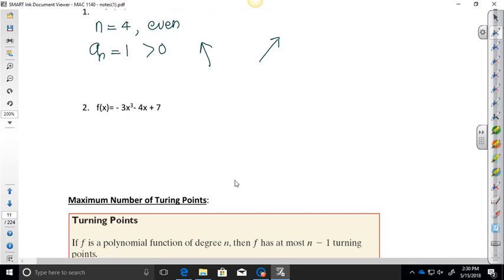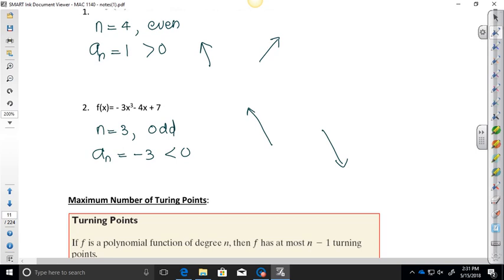Degree 3, which is odd. Leading coefficient is negative 3, which is less than 0. So, right end, yeah, like that. Right end falls, but the left end rises. That's the end behavior.